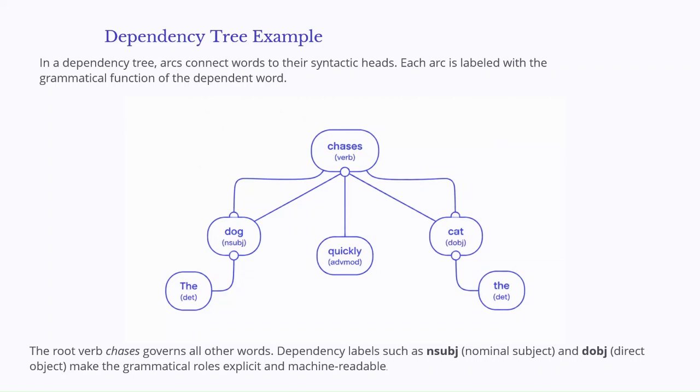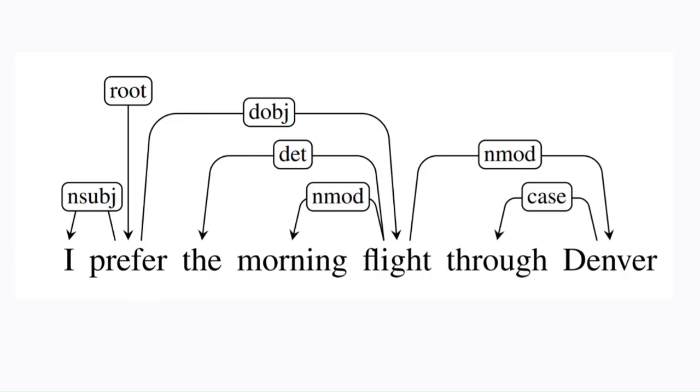So the dependency labels such as NSUBJ is nominal subject, DOBJ is direct object. It makes the grammatical roles explicit and machine readable. The is determiner. Quickly is adverb modifier. So quickly is mainly an adjective type where you just give emphasis on a particular word. So this is a dependency tree. You can draw like this also, and you can see the next example. You can draw like this also.